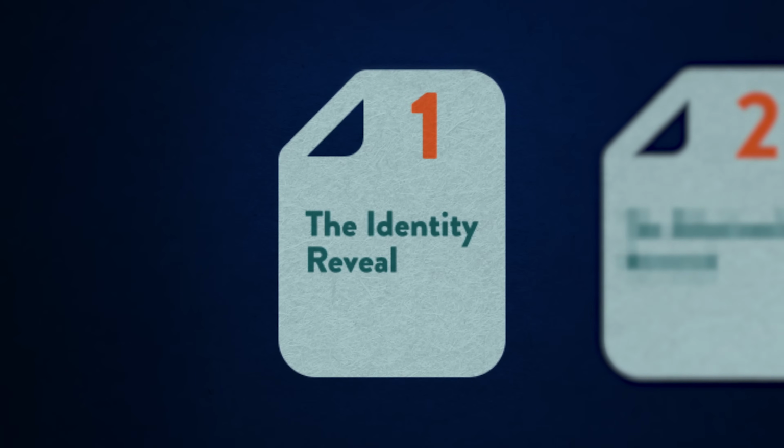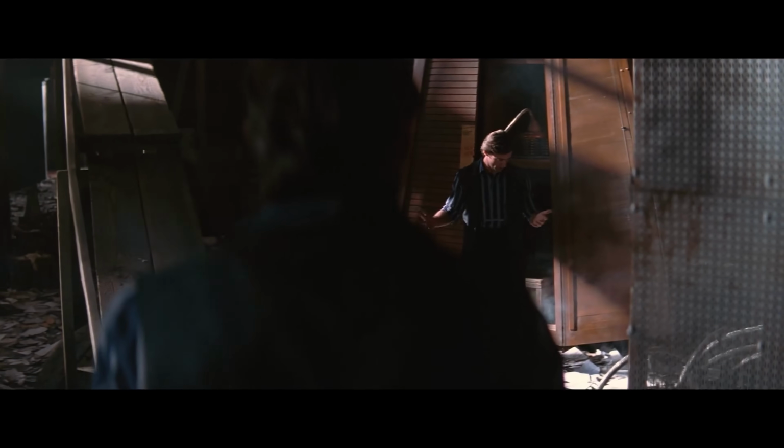The first category of plot twist is the identity reveal. This is when a character reveals that they are not who everyone thought they were. Now, why this works so well is it forces the reader to sort of mentally reread the whole book and realize, oh, everything I thought I knew about this story is completely false.